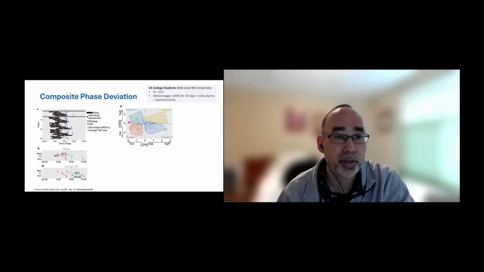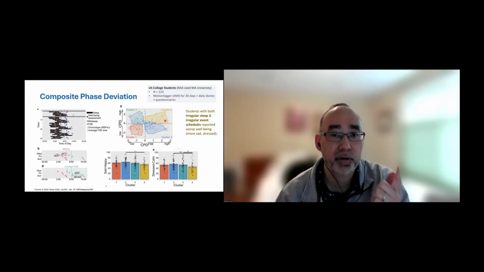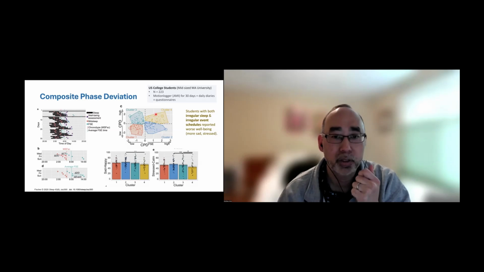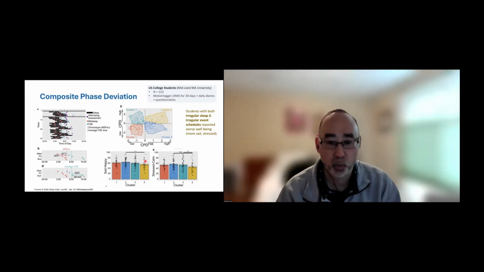And interestingly, when she broke down this graph between the composite phase deviation of sleep with the composite deviation of the first social activity, she found these four clusters, and she found the cluster four, the students with both irregular sleep and irregular first event, meaning like first class, first time they're meeting or whatever. This cluster had worse well-being. They were more apt to be sad and more stressed out compared to those who had one or the other. So the combination of irregularity, both sleep and event scheduling, were important.